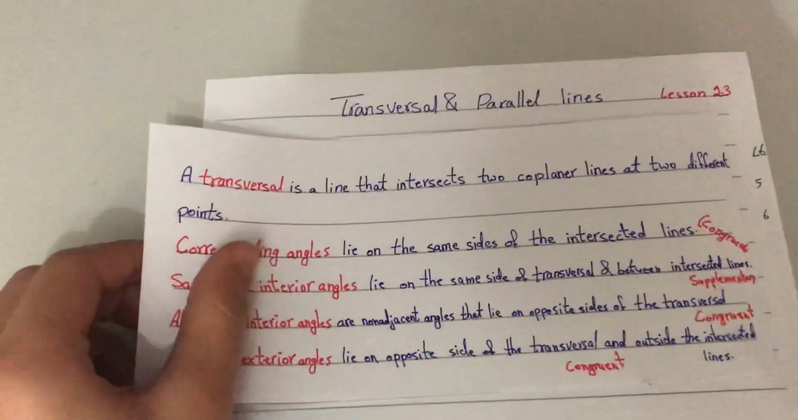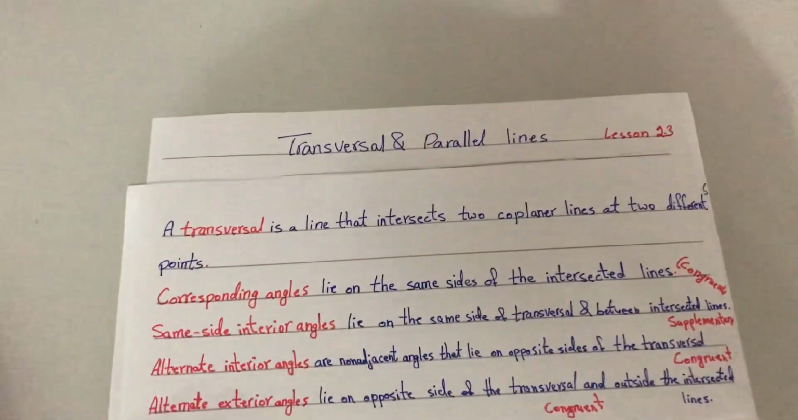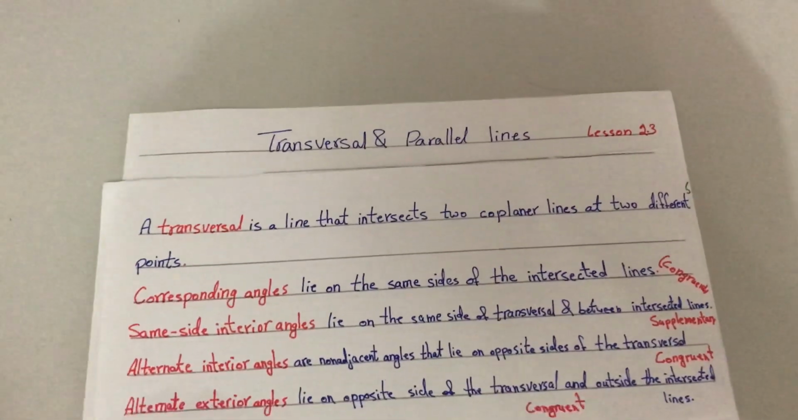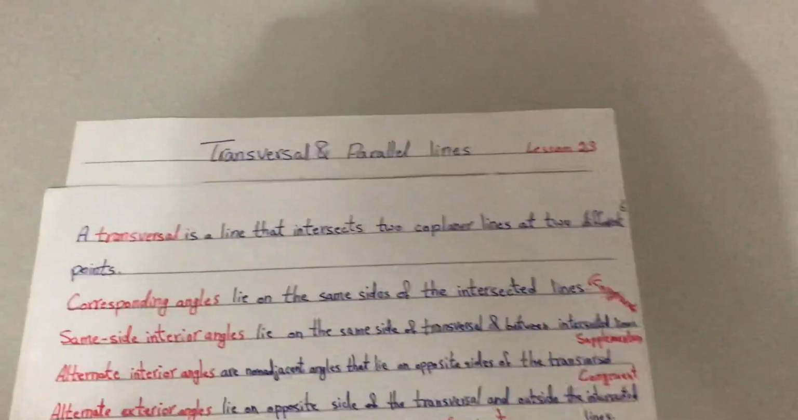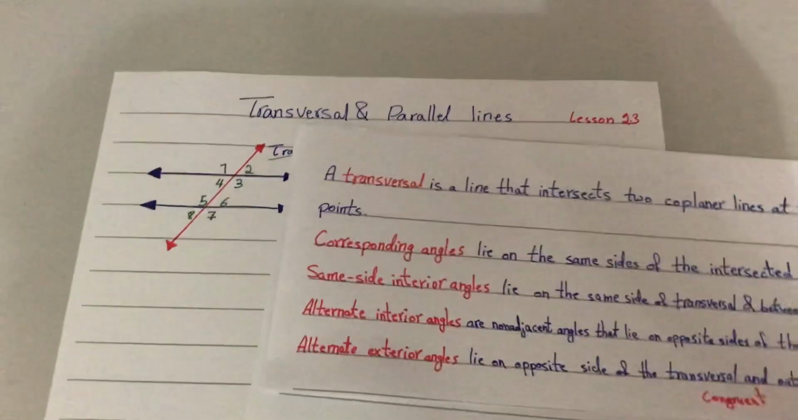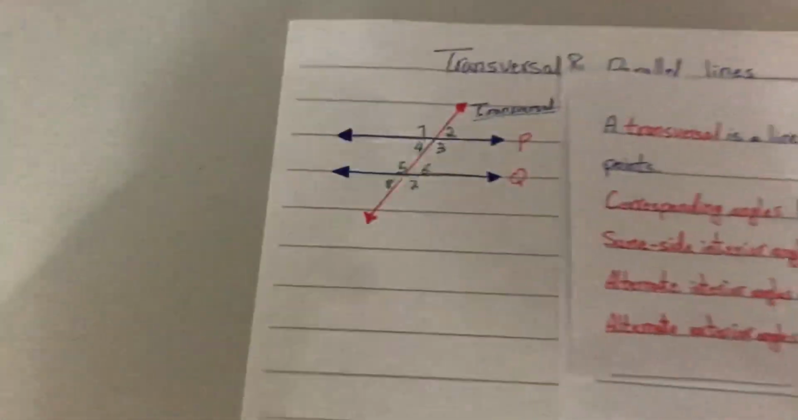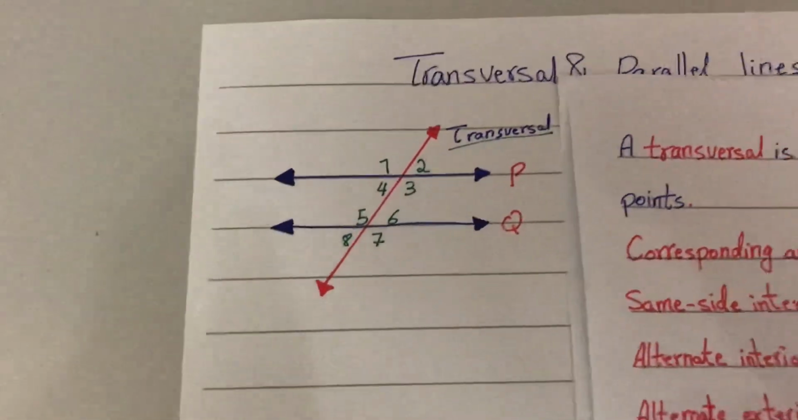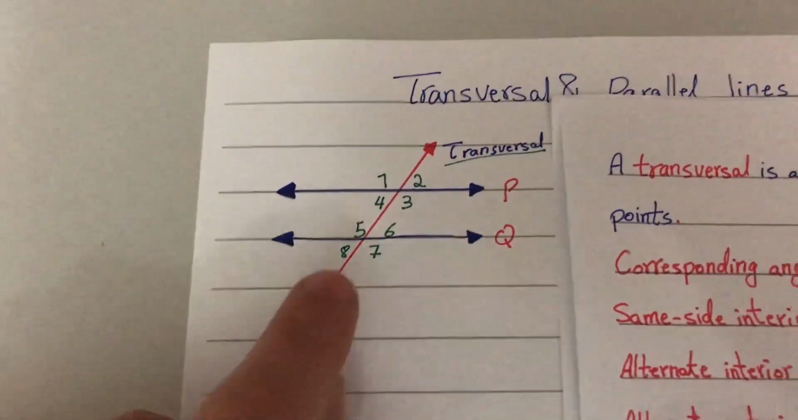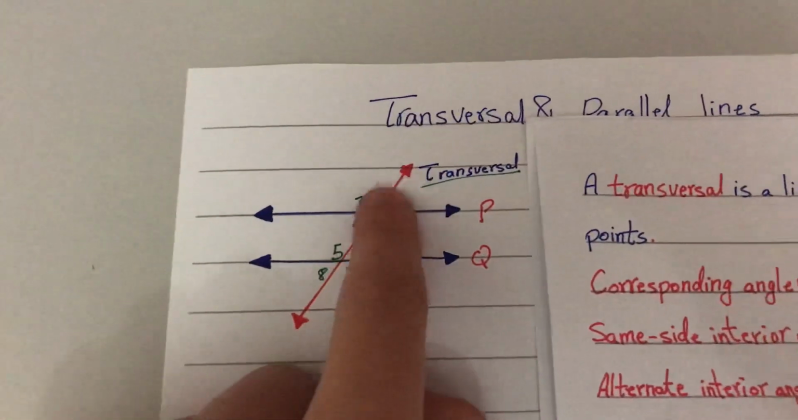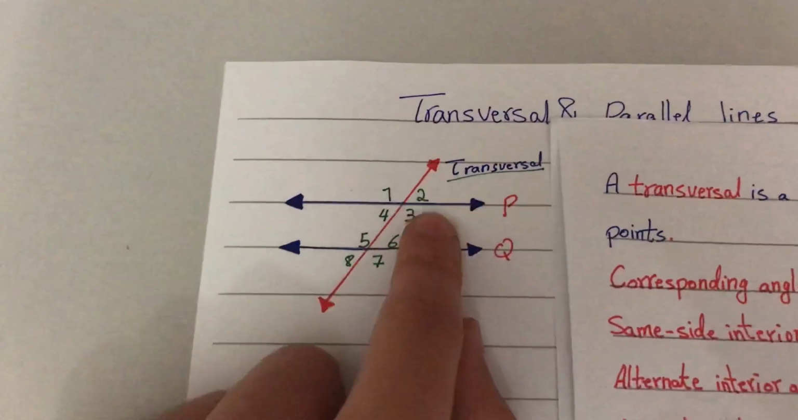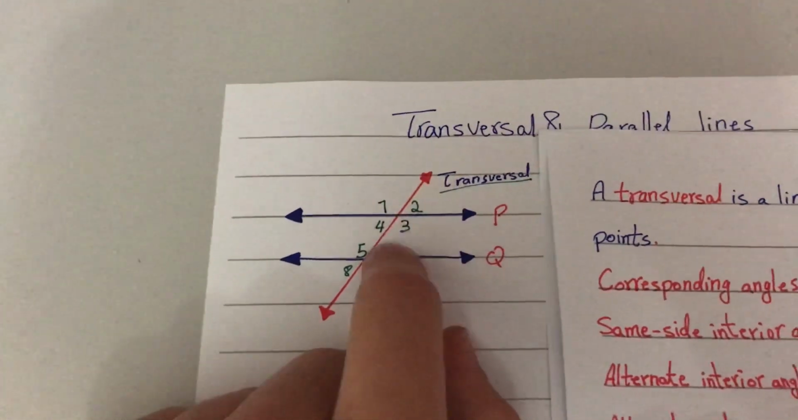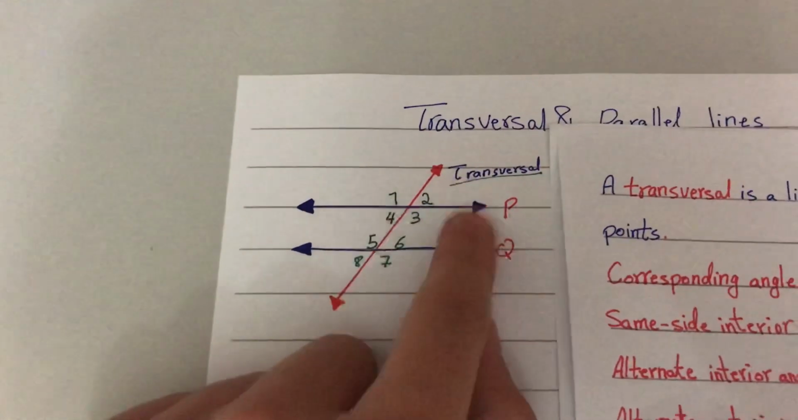Now we have a question: what is a transversal line? Here we got the definition. A transversal line is a line that intersects two coplanar lines at two different points. As you can see here, we got a graph, and this red line is called a transversal because it intersects two lines, P and Q, and makes two different sides.